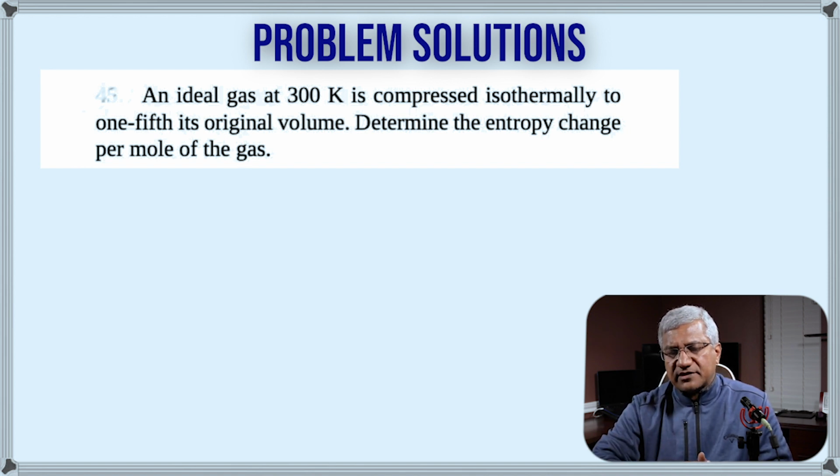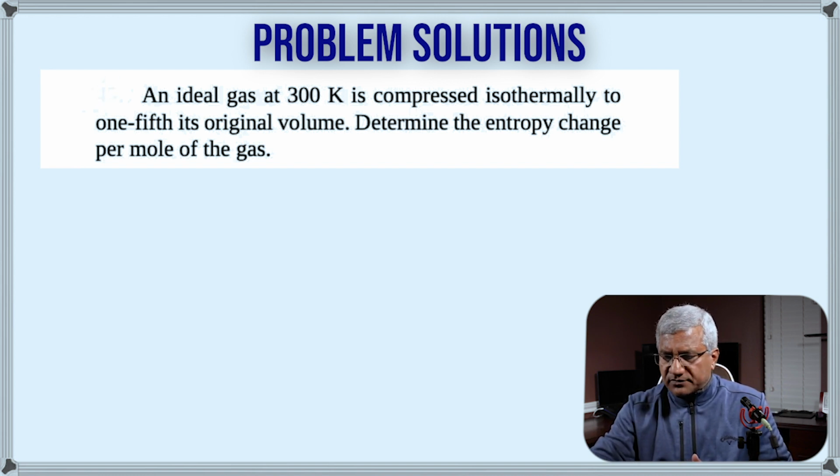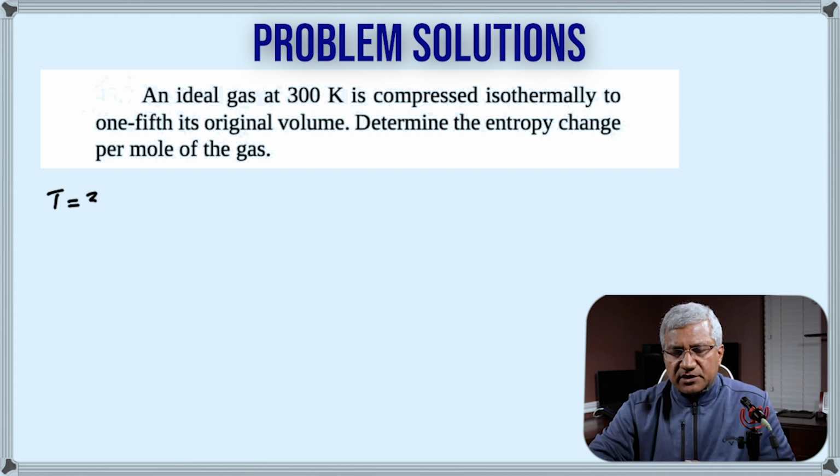All right, so we're going to do that, but let's look at the question again. This is an ideal gas at 300 Kelvin, and it's compressed isothermally. What is an isothermal process? Constant temperature. So the temperature stays at 300 Kelvin, but the volume becomes 1/5 its original volume because it's compressed. We got to find the change in entropy. All right, so let's work it out. To find the change in entropy of this one, temperature is 300 Kelvin.